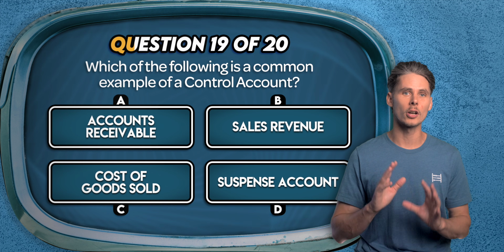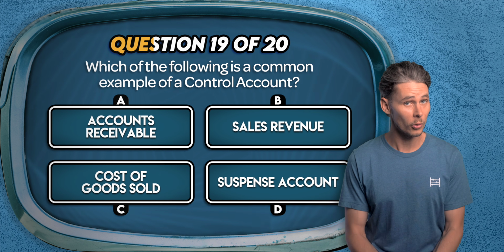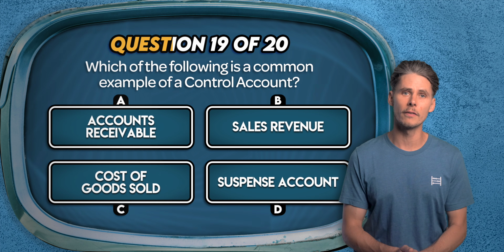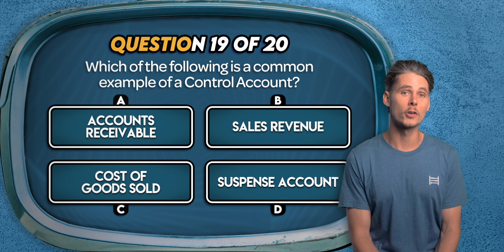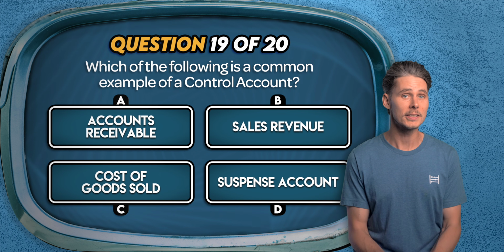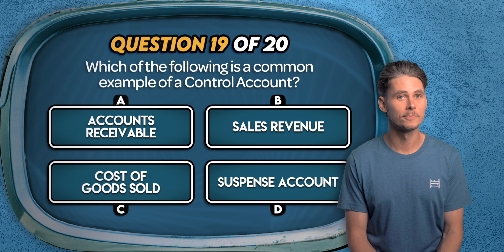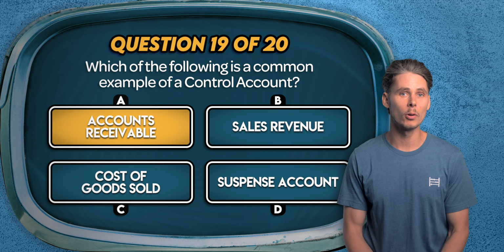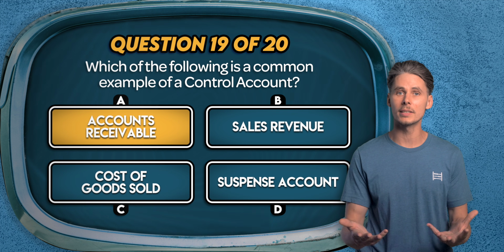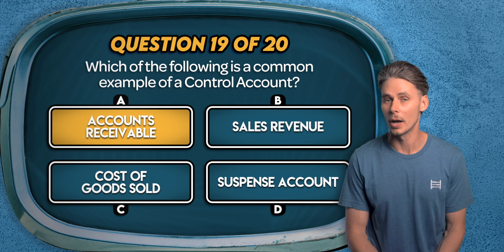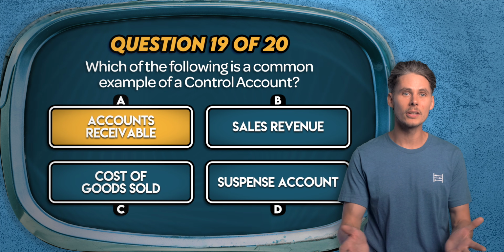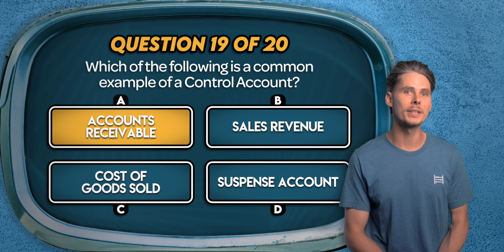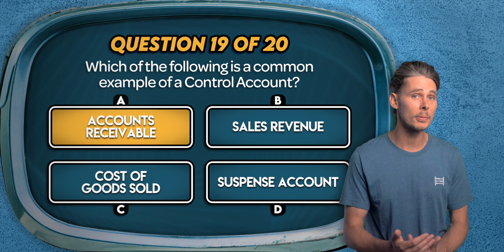Question 19. Which of the following is a common example of a control account? Is it accounts receivable, sales revenue, cost of goods sold, or the suspense account? It's A. Accounts receivable is a control account that summarizes the total amounts owed by customers. The detailed balances for each customer are recorded in the accounts receivable subledger.